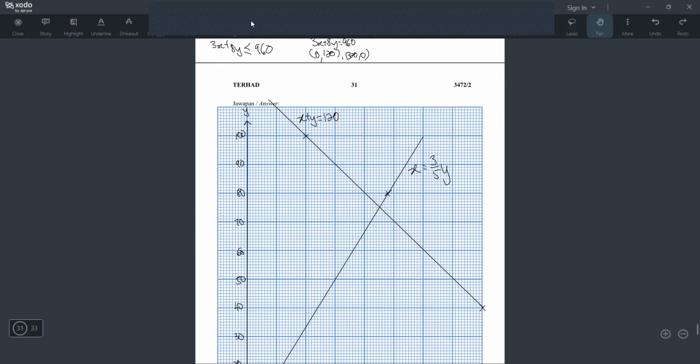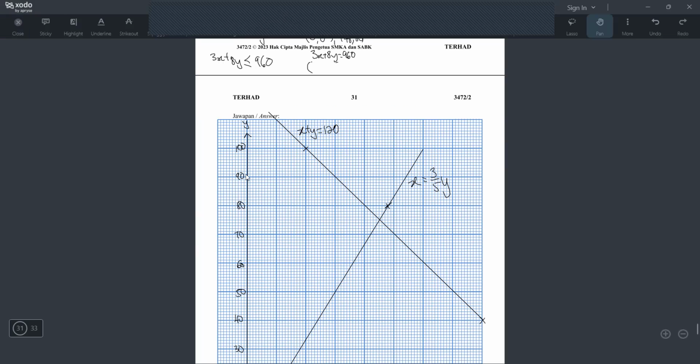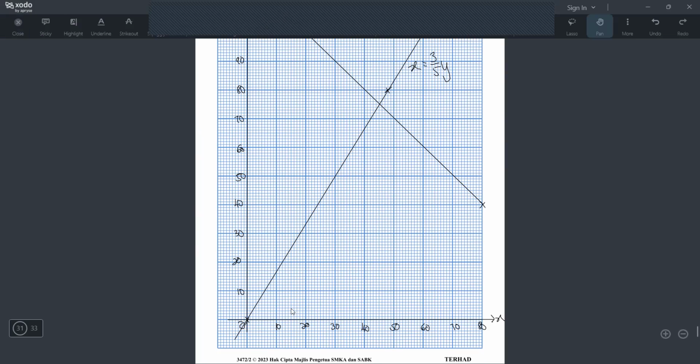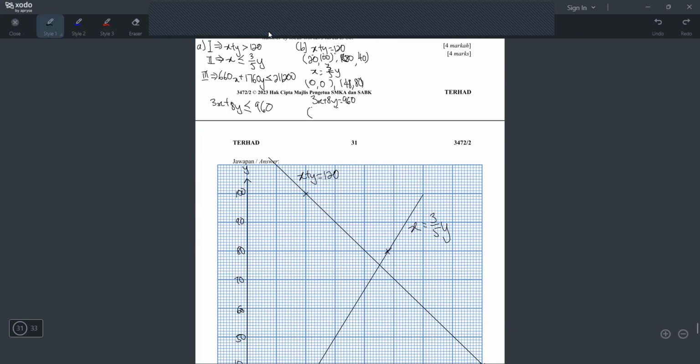Okay, this one also, both these points cannot plot because it's out of the scale already. So let's find other points. Okay, if x equals 0 cannot, then maybe I use x equals 20 maybe. Let's just try lah. What happens if I put x 20, 3 times 20, 60. 960 minus 60, and then divide 8. I get 112.5, which is not very good because 112.5 is a bit hard to plot. So let's not use 20. Let's maybe use 40.